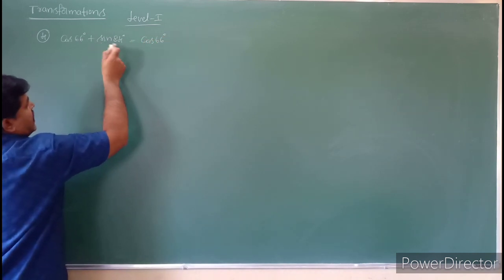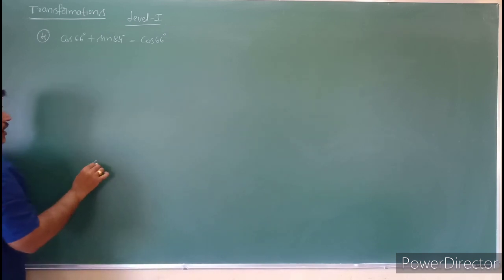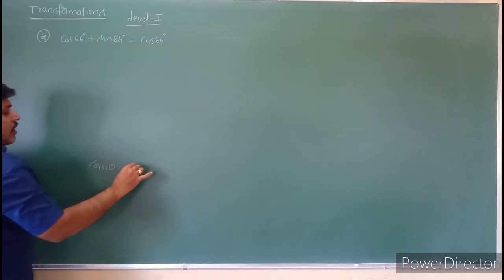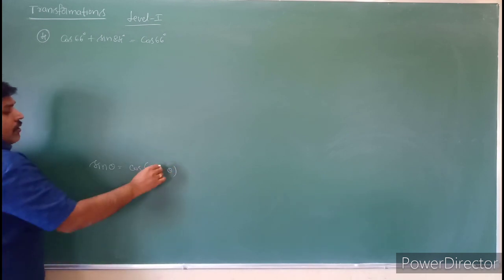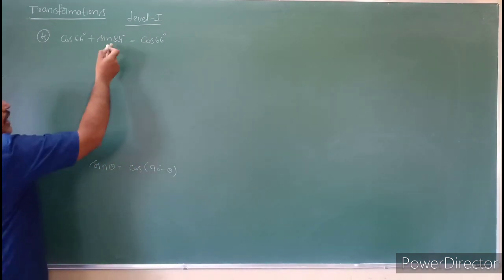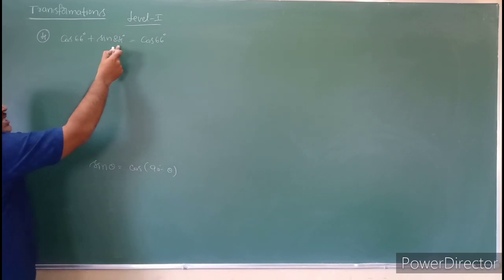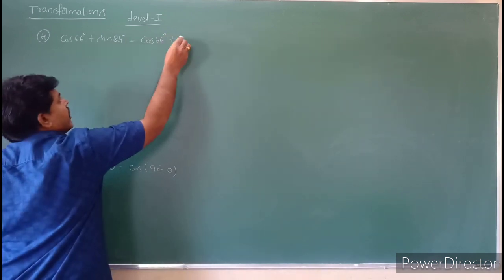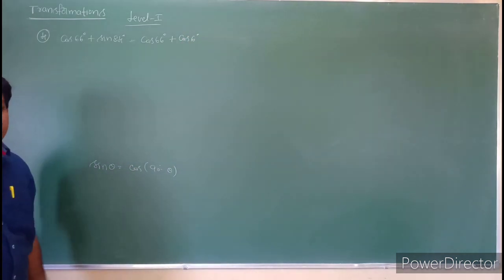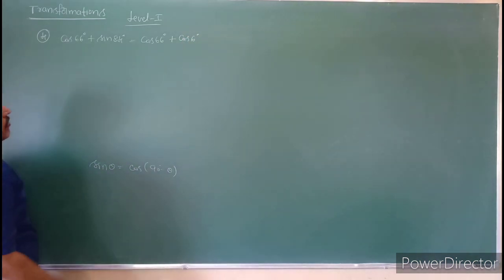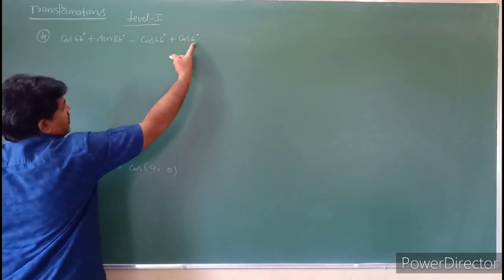This sin theta you can write as cos 90 minus theta. Yes or no? Cos 90 minus theta. So 90 minus 84 is 6 degrees. So we can take it as cos 6 degrees. So what is this formula, students? Cos c plus cos d formula.